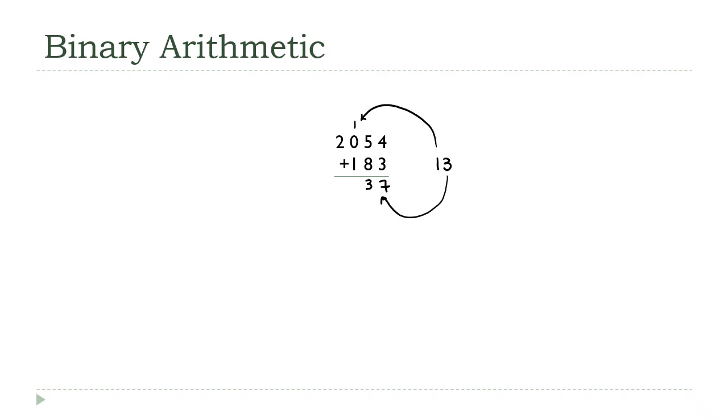1 plus 0 plus 1 is 2. With the 2, there's kind of an implicit 0 here. 2 plus 0 is 2. And there's our answer, 2,237.